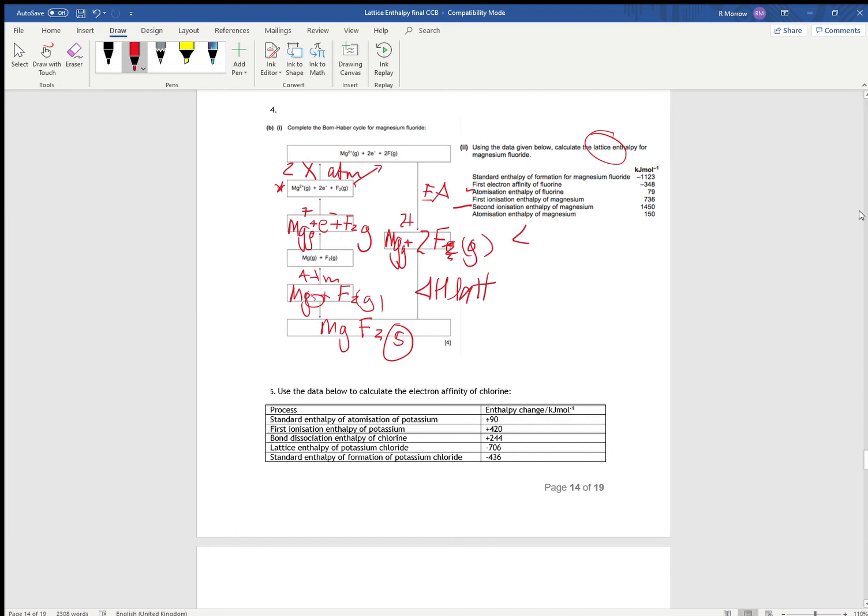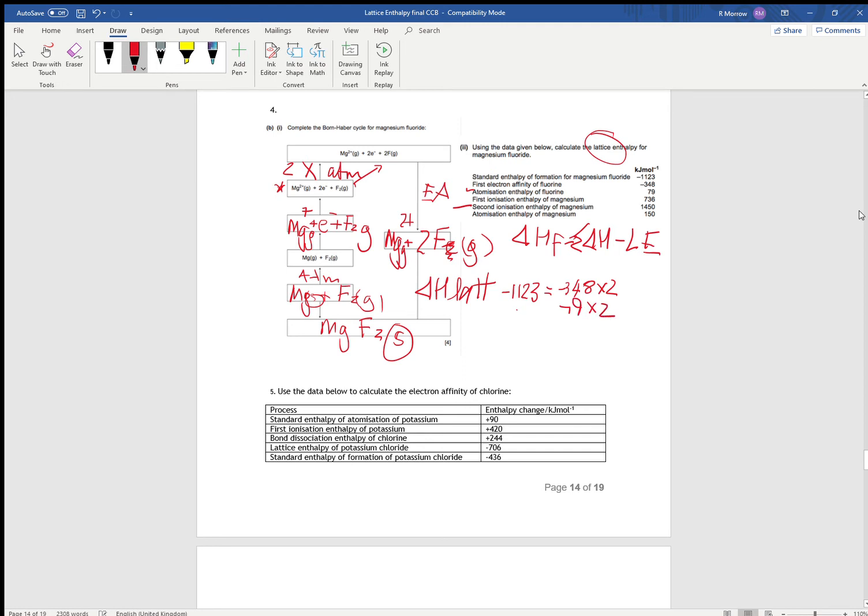So if we just remind ourselves that the enthalpy of formation is equal to the sum of all the other delta H's minus, because it's going in the dissociation direction, minus the lattice enthalpy. So our enthalpy of formation there we've got at minus 1123, is equal to first electron affinity of fluorine, so that's minus 348. Remember, multiply that by 2. Next one down is the atomization of fluorine, which is 79.